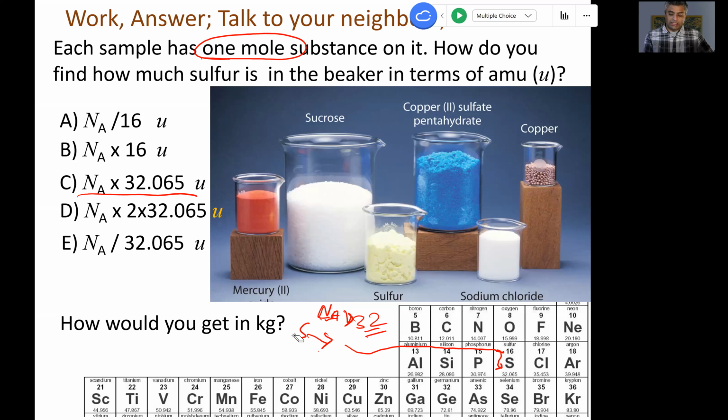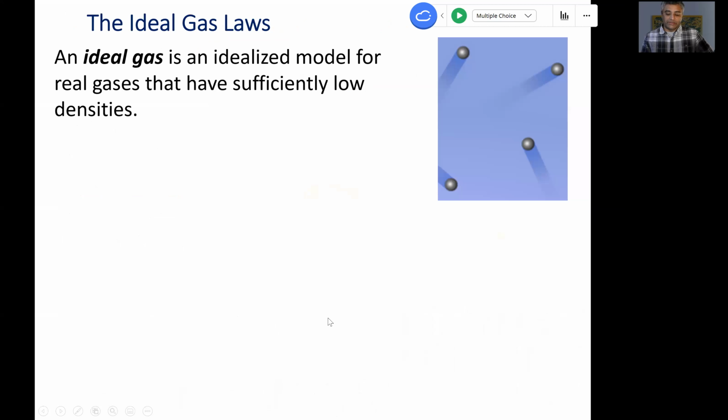Now, how about in kilograms then? Once we know that, we need to use a conversion factor, right? Remember we had something in the order of 10 to the power of -27 kilogram that we wrote in the last slide. So we need to use that. So anyway, we can find that.